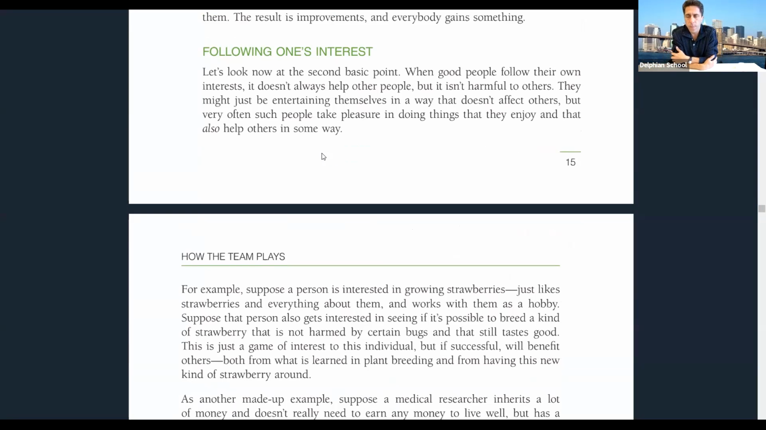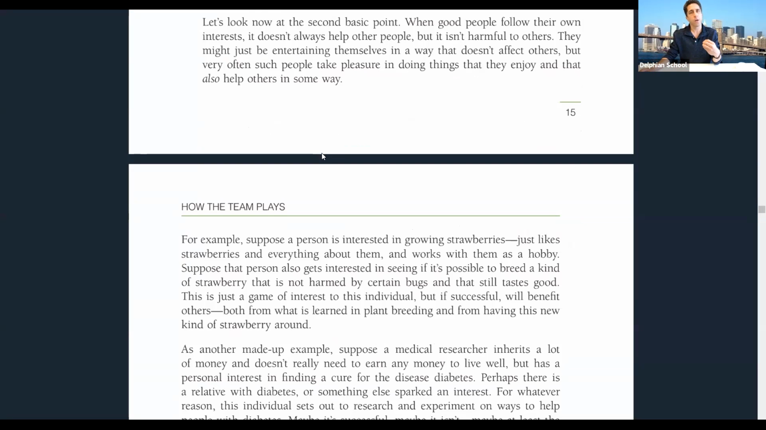When good people follow their own interest, it doesn't always help other people, but it isn't harmful to others. They might just be entertaining themselves in a way that doesn't affect others, but very often such people take pleasure in doing things that they enjoy and that also help others in some way. So if you follow your interest, that's your interest, and it naturally results in aid or help to others.